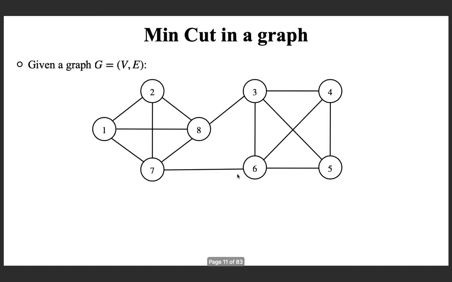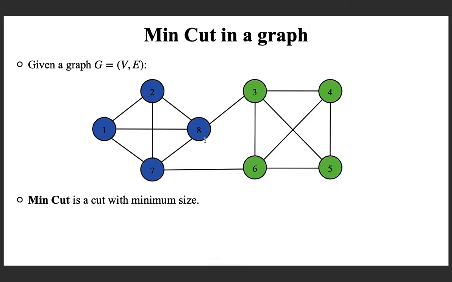Now, what is min cut? Given this graph, min cut is a cut with the minimum size, the minimum number of edges crossing the cut. In this example, there is a unique min cut which partitions the vertex set into this blue set and green set, and in the cut there are only 2 edges crossing the cut.